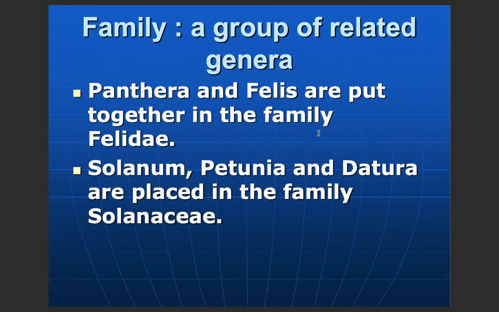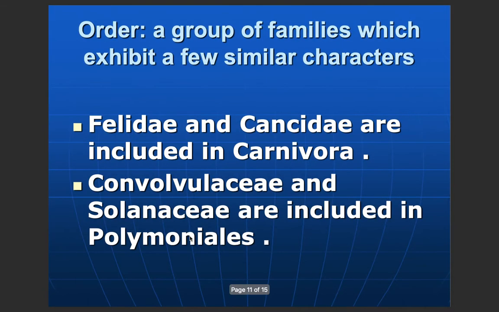Come to the family. This is another taxonomic category. When we go from species to genus, and genus to family, that is another taxonomic category, where a group of related genera comes. Panthera and Felis are put together in the family Felidae, and Solanum, Petunia, and Datura are placed in the family Solanaceae. In that way, you can understand this taxonomic category known as family.